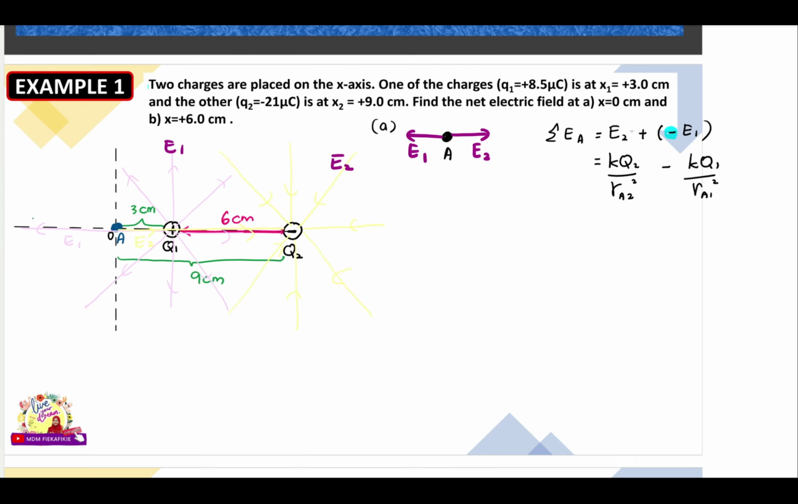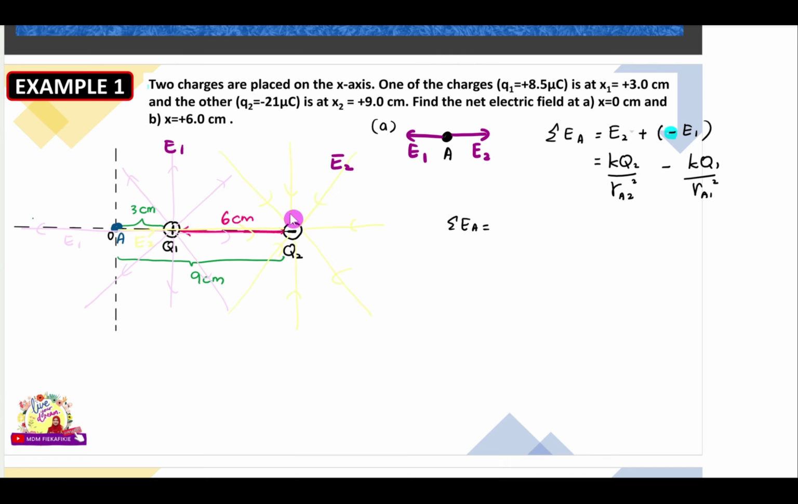Okay, so jarak antara RA2, kita tengok dulu RA2. RA2 jarak antara point A dengan charge yang kedua, iaitu daripada 0 ke 9, 3 tambah lagi 6, so 9, so 0.09 meter. Jarak RA1 daripada point A to charge 1 is 3 cm. Okay, so we can substitute all the values. Tak muat ni, so saya sambung kat sini total electric field.